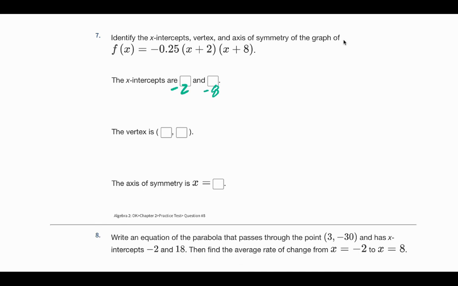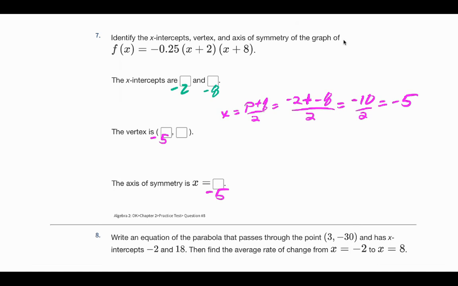To find the vertex, remember, our formula for the vertex, when it's in intercept form, is x is equal to p plus q divided by 2. In this case, it's negative 2 plus a negative 8 divided by 2, which is negative 10 divided by 2, which is negative 5. All right, so that is our x value of our vertex. And remember, the x value of our vertex is also our axis of symmetry. So we know that that one is going to stay the same there.